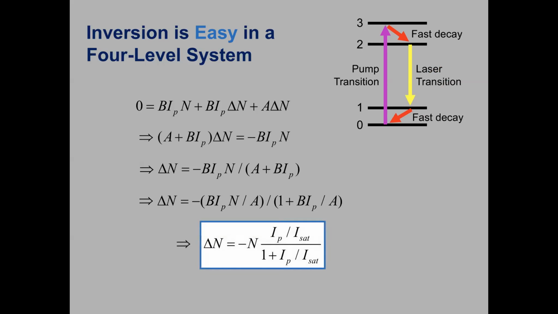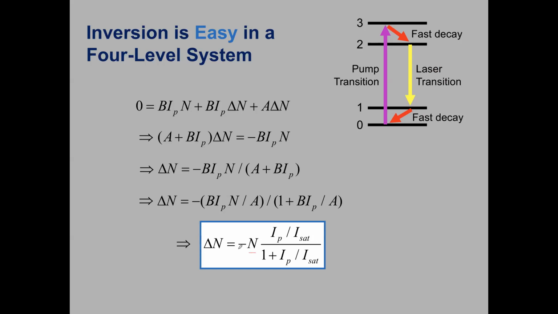What we get is delta N. Our population inversion looks like this. It's proportional to the total number of molecules you have in your system. But now this quantity is always negative, no matter what your pump intensity is, no matter how much energy you're throwing into this medium. If you're exciting atoms to higher energy levels, you will always build up a population inversion between level 2 and 1.